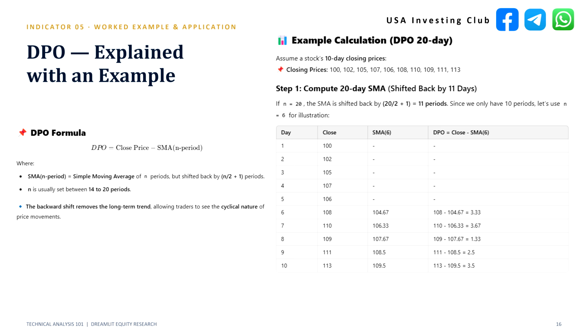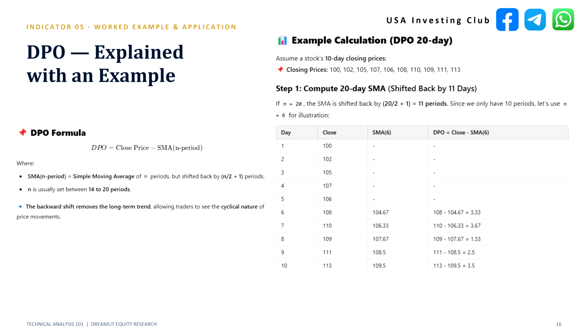By day 9, the SMA is 108.5. DPO equals 111 minus 108.5, which is 2.5. And by day 10, the SMA is 109.5. DPO equals 113 minus 109.5, which is 3.5.